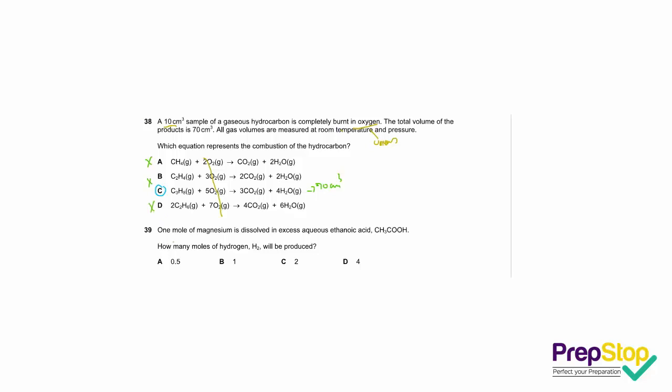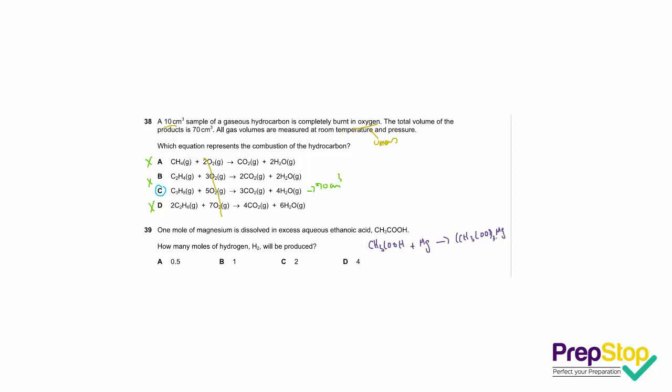Question number 39. 1 mole of magnesium is dissolved in excess aqueous ethanoic acid, CH3COOH. How many moles of hydrogen, H2, will be produced? To answer this, first of all, we can write down the equation for the reaction between magnesium and CH3COOH. This gives us magnesium ethanoate.